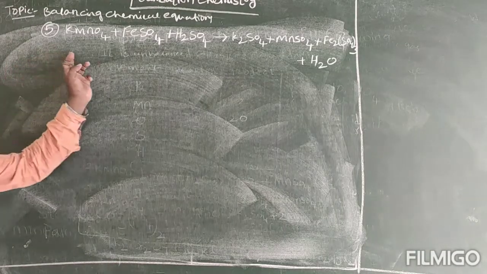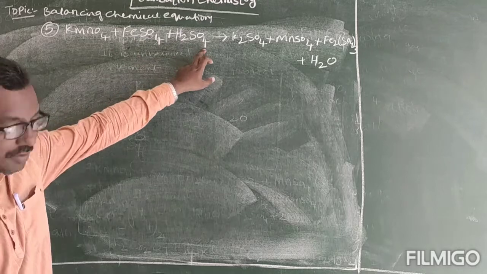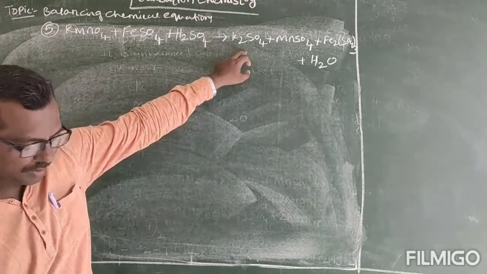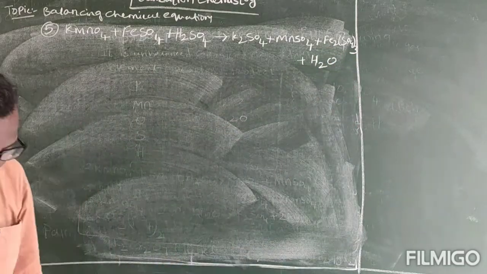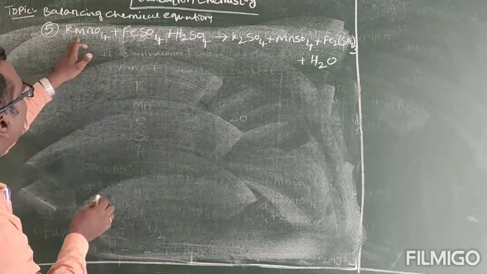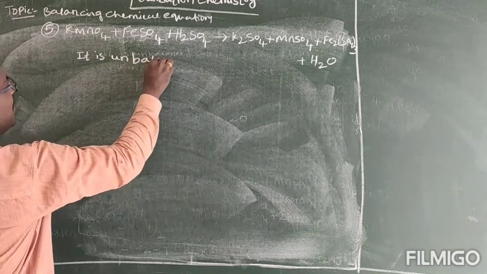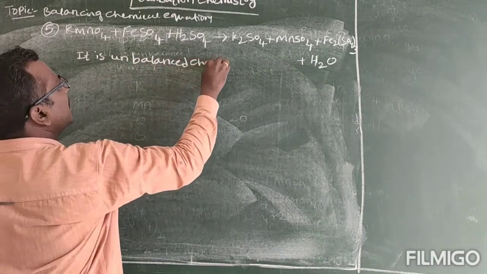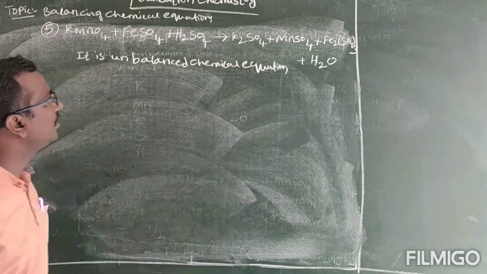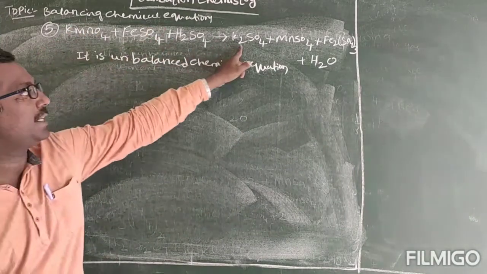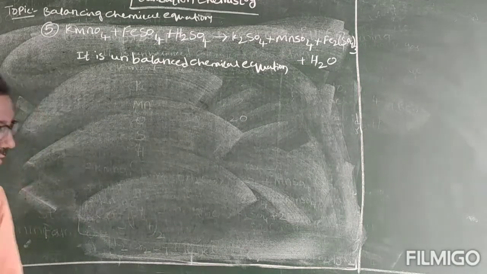Now we will be discussing the fifth equation, that is KMnO4 plus FeSO4 plus H2SO4 gives rise to K2SO4 plus MnSO4 plus Fe2(SO4)3 plus H2O. So first it is an unbalanced chemical equation. Why are we saying it is unbalanced? Here potassium is 1 and here it is 2. If even one element is not balanced, it means it is an unbalanced chemical equation.